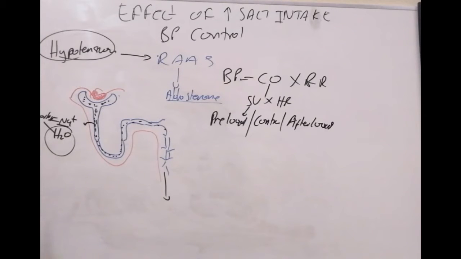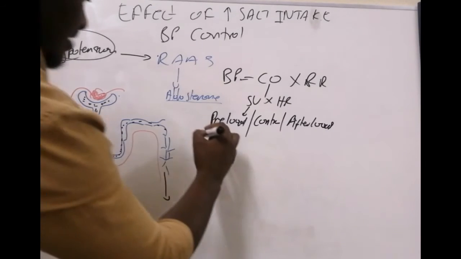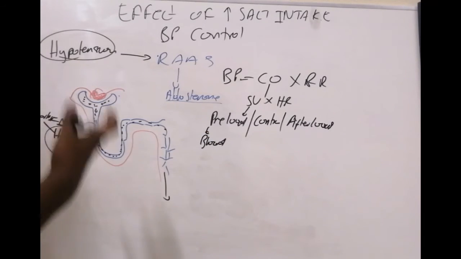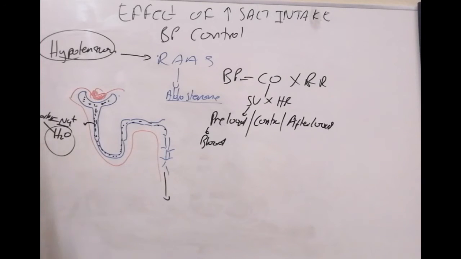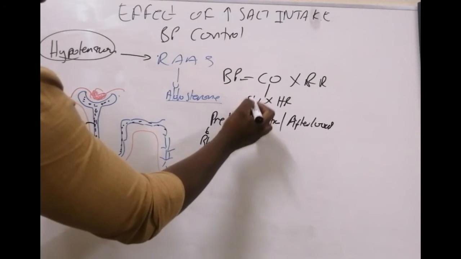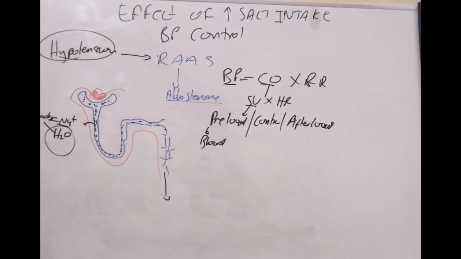Now, when you are absorbing a lot of water back into the circulation, let me just finish it off. So one of the things that contributes to preload is blood volume. Remember, the more blood you have, the more venous return you will have, and the more venous return you have, the more preload you will have, and the more preload you have, your stroke volume is going to increase, cardiac output is going to increase, and then eventually your blood pressure.